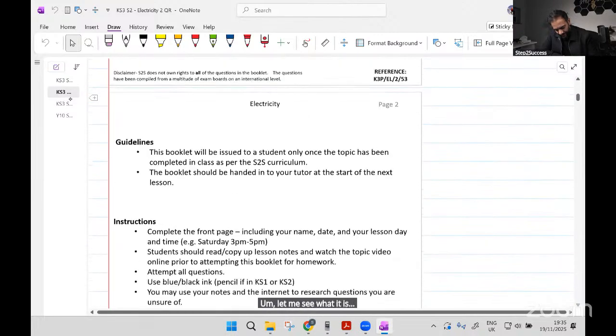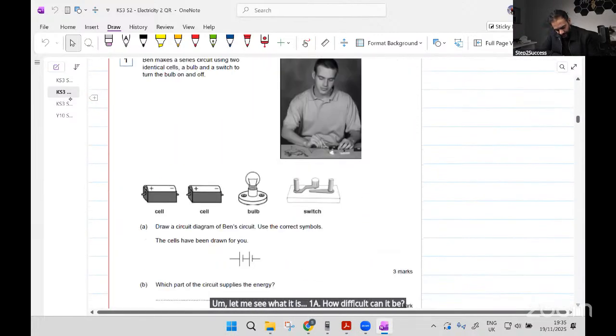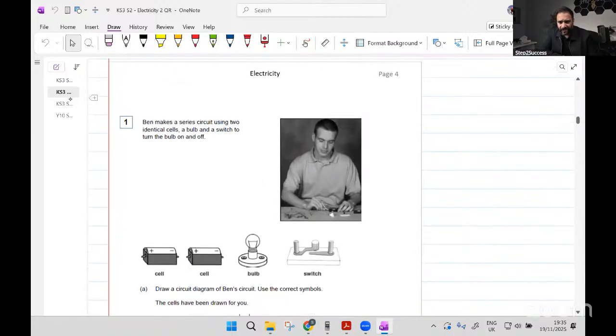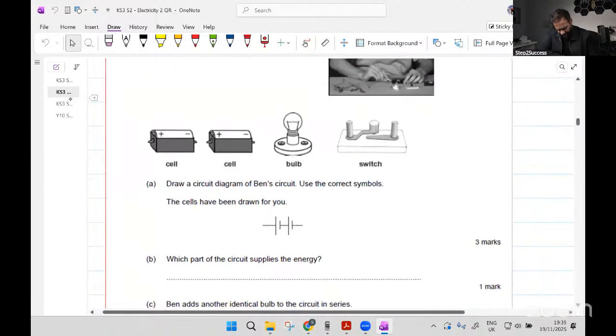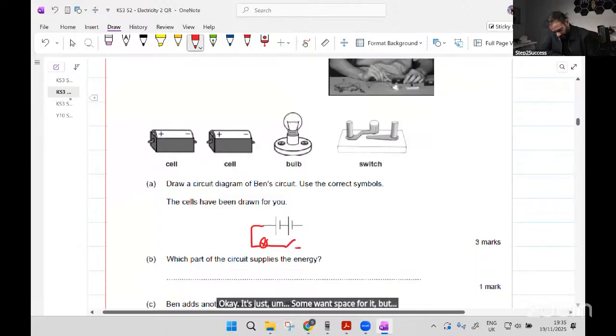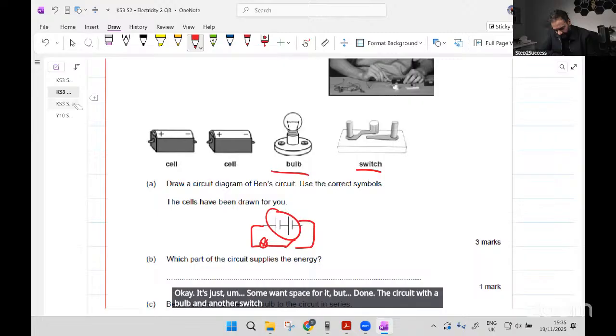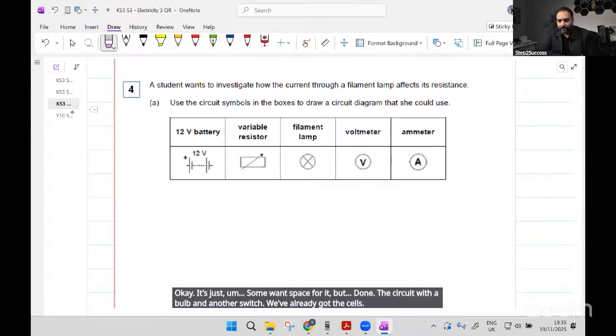1A. How difficult can it be? Okay. There's not much space for it, but done. It's a circuit with a bulb and another switch. We've already got the cells. That's it. Right, done. Done question.